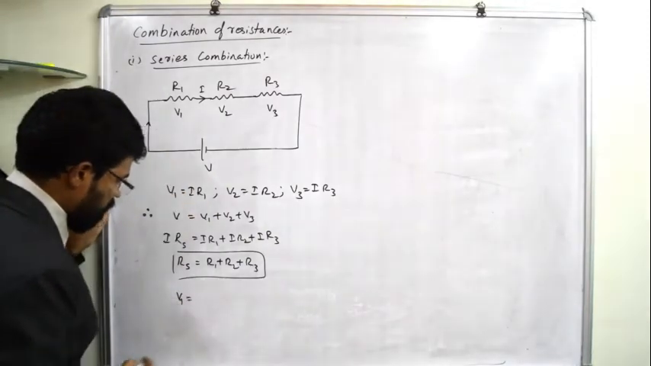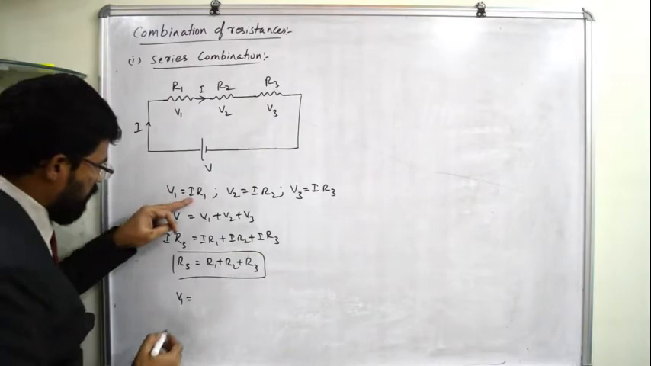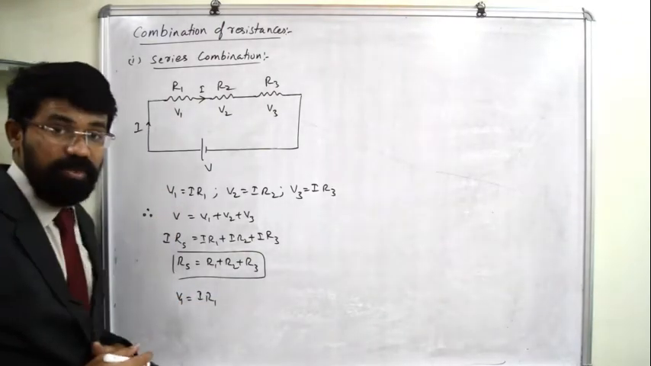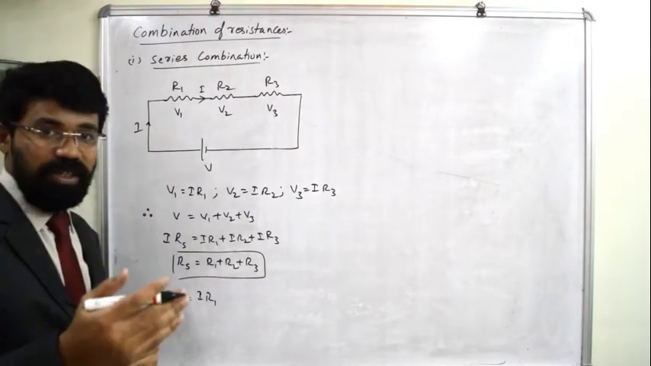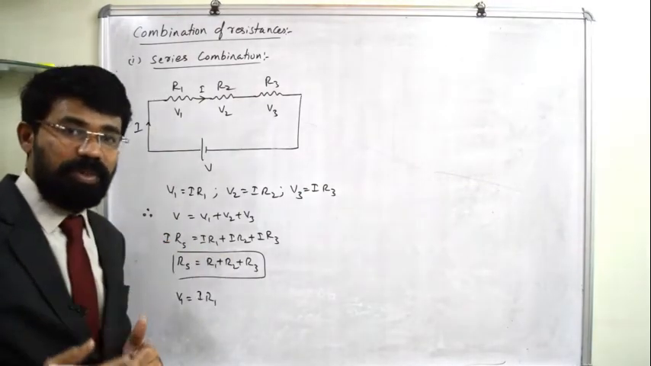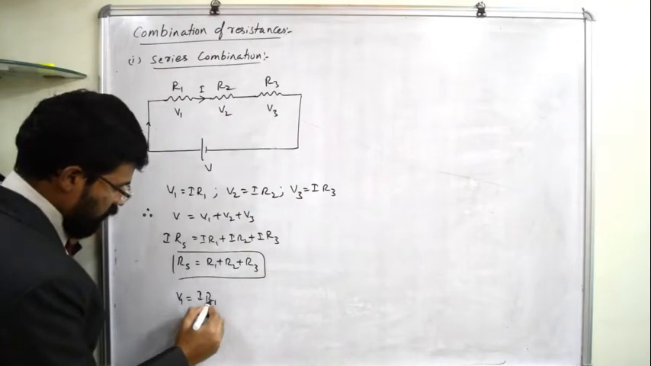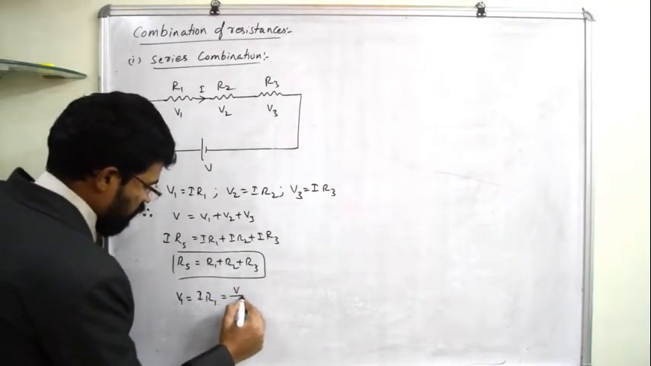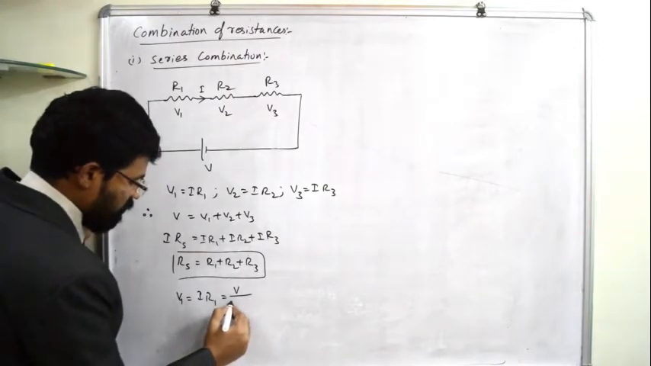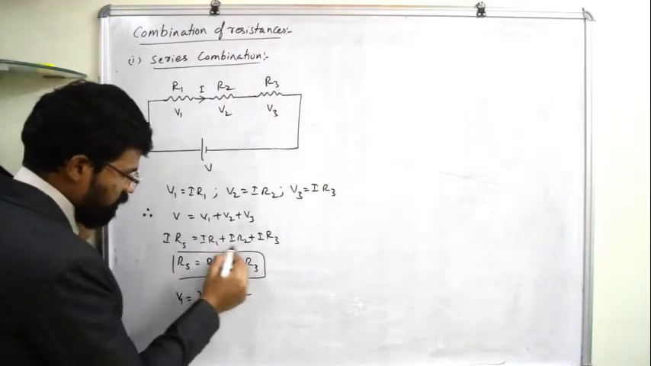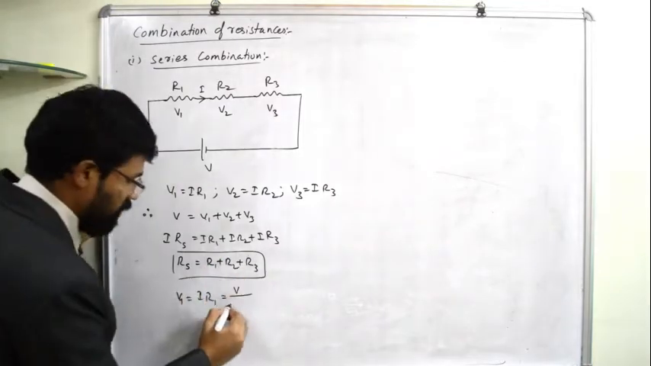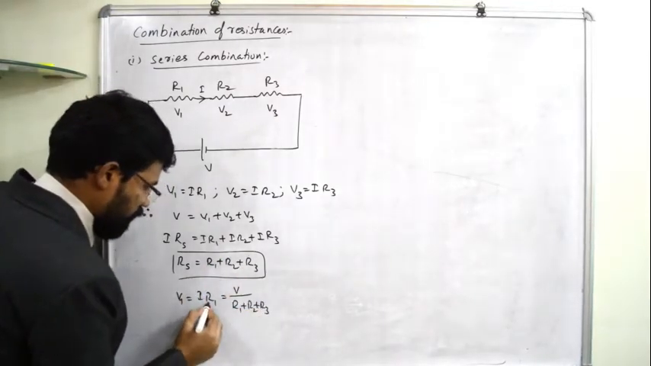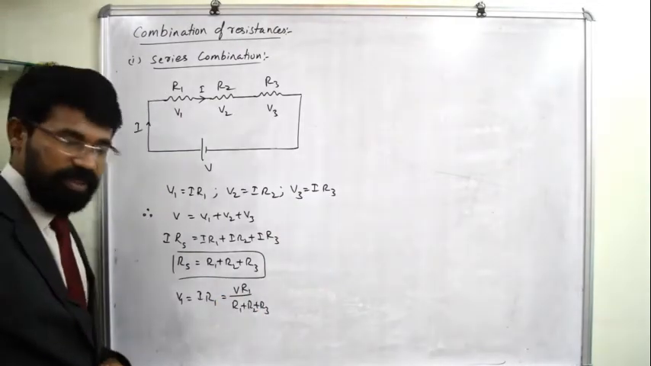V1 is equal to, from this equation, I into R1, isn't it? And this current I can be written from V is equal to IR, I is equal to V by total resistance. Here this is the total current in the circuit. Total current in the circuit is equal to total potential drop divided by total resistance of the circuit. Total resistance of the circuit is how much? Just now we have derived R1 plus R2 plus R3. So write it here, V by R1 plus R2 plus R3, into R1, isn't it?